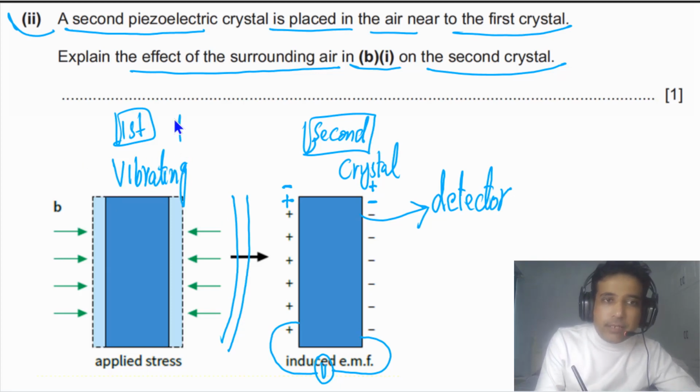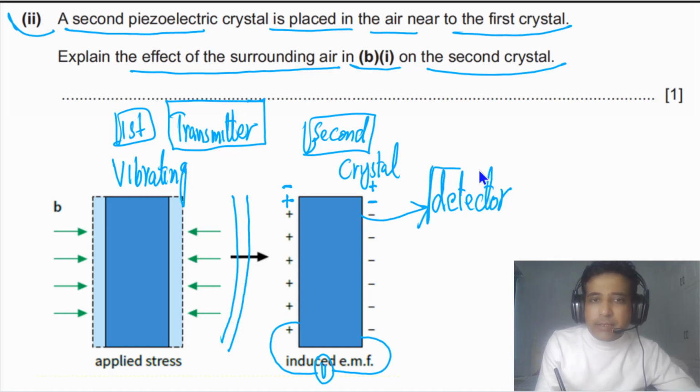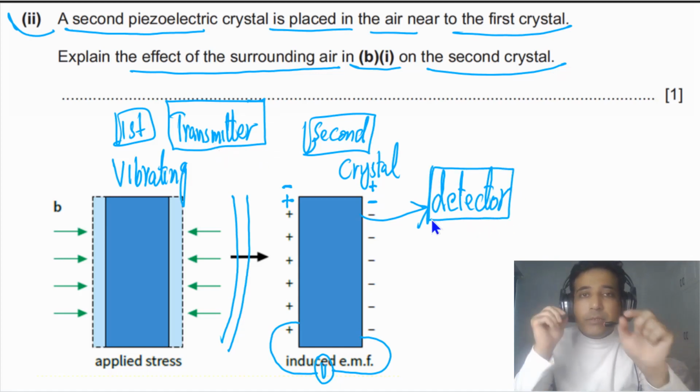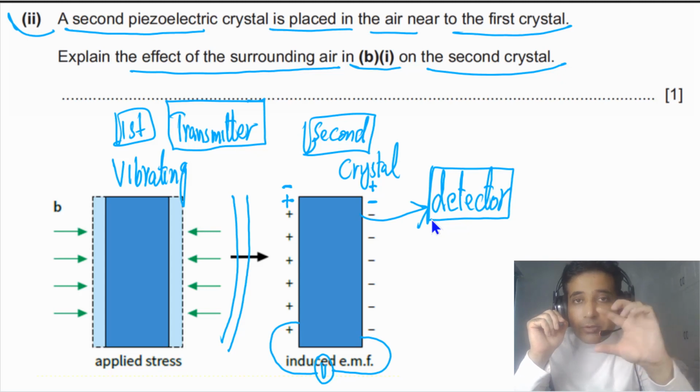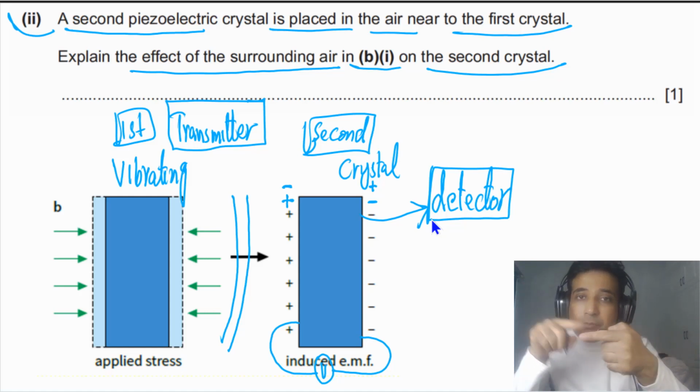So this second crystal is acting like a detector, and the first one is acting like a transmitter. And this is very important for ultrasound. You have to be very clear about this one. The first crystal is acting like a transmitter, and the second crystal is acting like a detector. That's the reason in an ultrasound probe we only use one piezoelectric crystal that acts like a transmitter. Then the same crystal also acts like a detector.